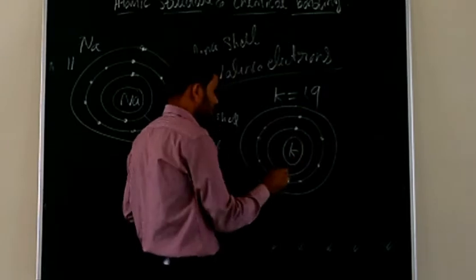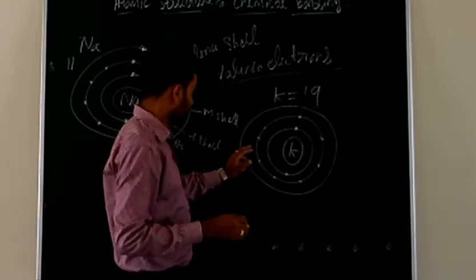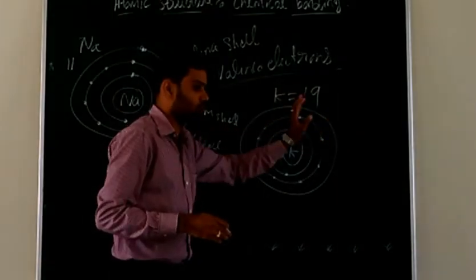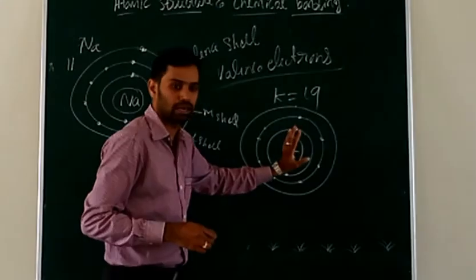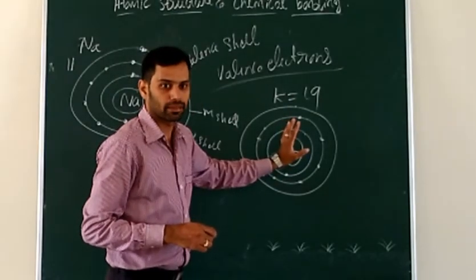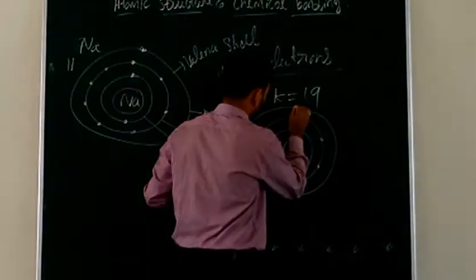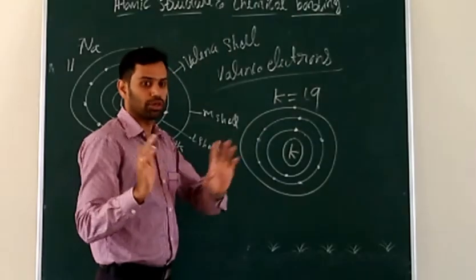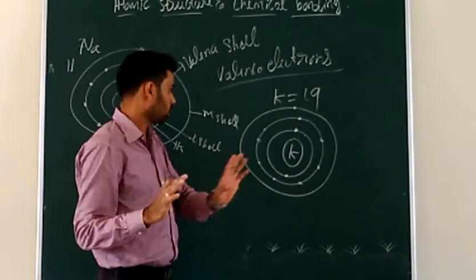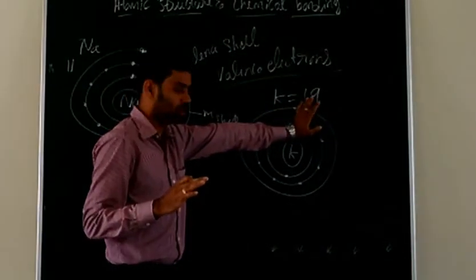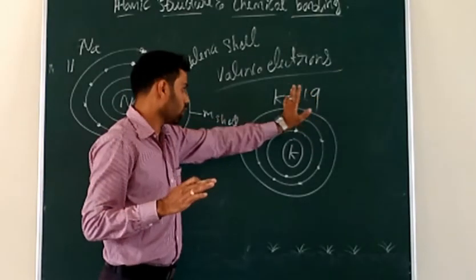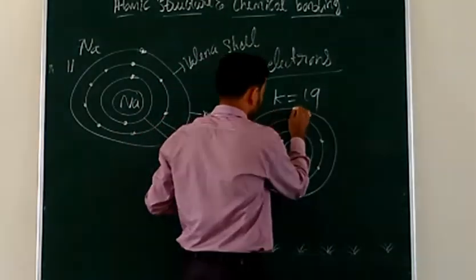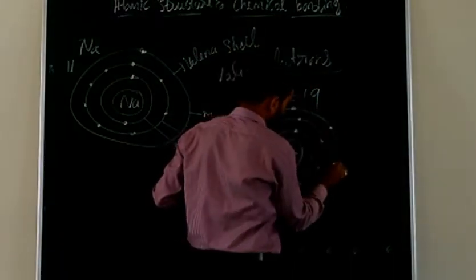In the next shell, how many electrons will fill? Now 9 electrons are remaining. How many electrons will fill in the M shell? 8 electrons. Very good. The M shell has the capacity to fill 18 electrons, but don't fill 18. Don't fill all 9 remaining electrons, because I told you in the last class, fill only 8 electrons.